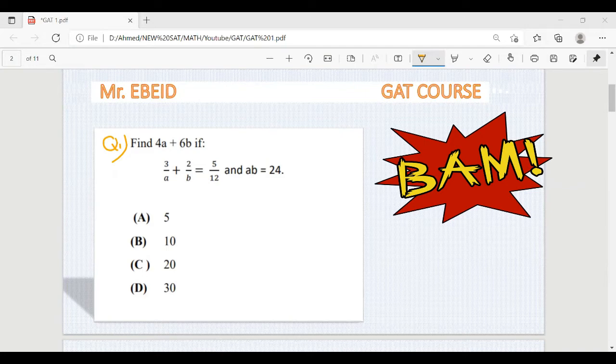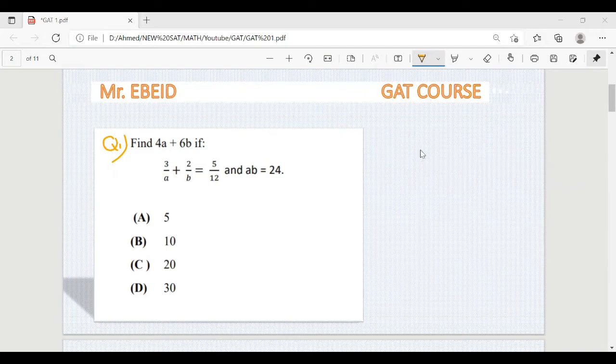Let's start with the first question. Find 4a plus 6b if 3 over a plus 2 over b equals 5 over 12 and a times b equals 24. First we have 3 over a plus 2 over b equals 5 over 12. You can make a cross here. So it will be a times b, which equals ab, and 3 times b equals 3b, and 2 times a equals 2a, equals the right-hand side, which equals 5 over 12.